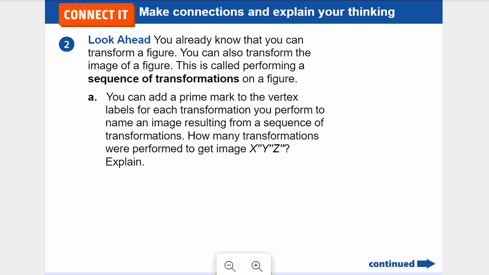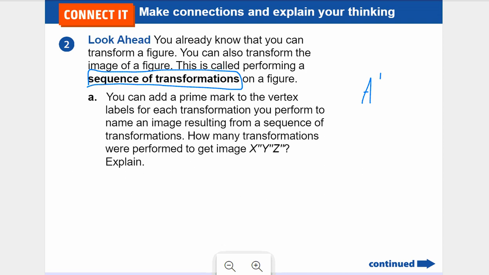Right, let's look at number two. You already know that you can transform a figure. You can also transform the image of a figure. This is called a sequence of transformations, when you take more than one transformation of the original. So part A, you can add a prime mark, remember that's a little apostrophe, to the vertex labels for each transformation you perform to name an image resulting from a sequence of transformations.